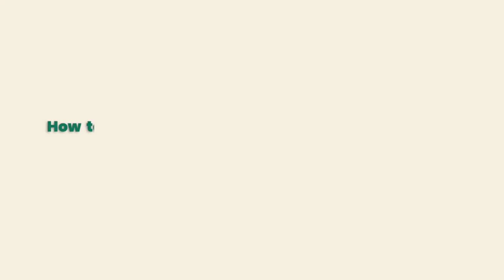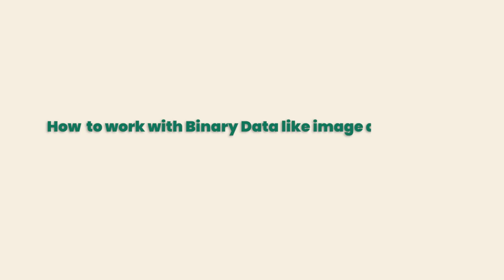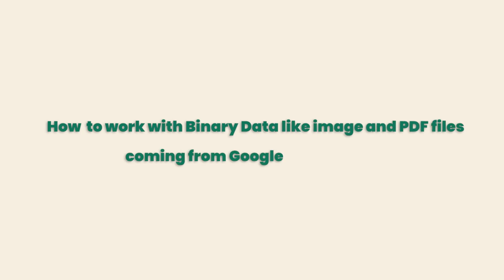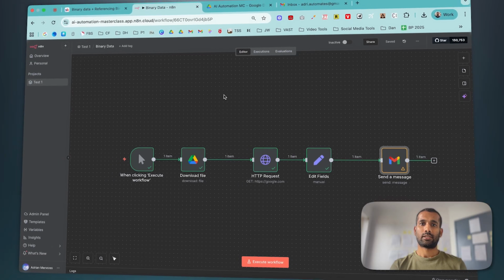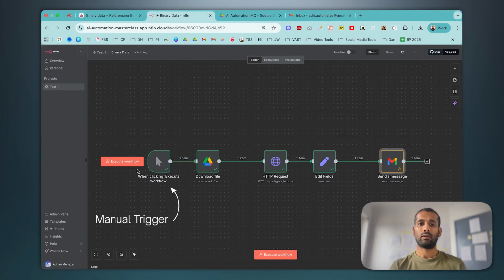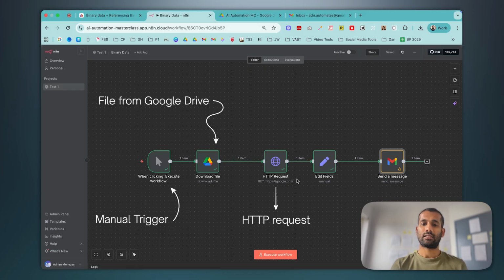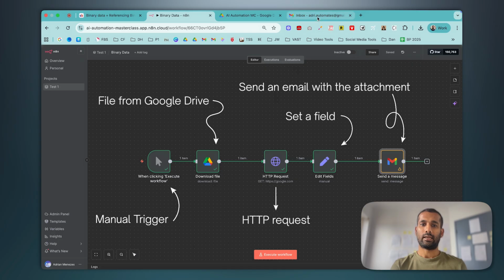Okay, so in this video, I'm going to show you how to work with binary data like image and PDF files coming from Google Drive in n8n. So we're going to build this entire automation from scratch. We have a manual trigger to quickly execute this. We're going to get a file from Google Drive. I'm going to show you why we've added an HTTP request here. Then we're going to set a field with our binary data, our image or PDF file. And then we're finally going to use that to send an email with the attachment.